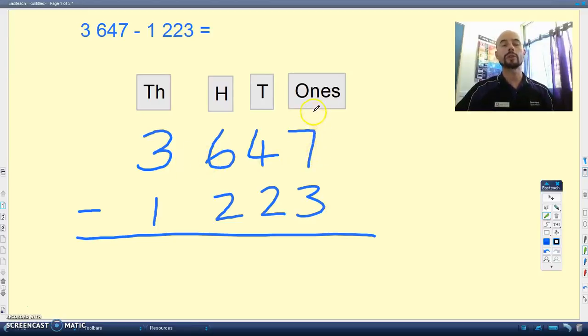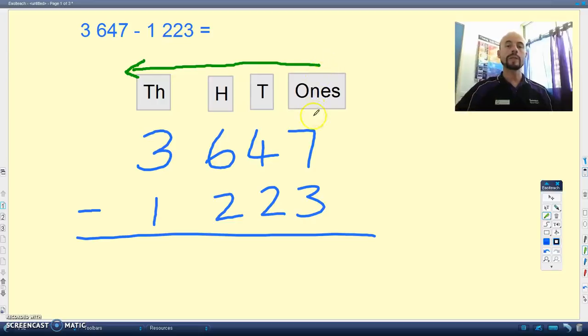The other thing I want you to notice is that when I've written out the numbers, I have made sure that the numbers line up in each place value column. I've got the ones under the ones and the tens under the tens and so on. So we always start in the ones column and we work in this direction. Okay, so we start here, working from right to left.